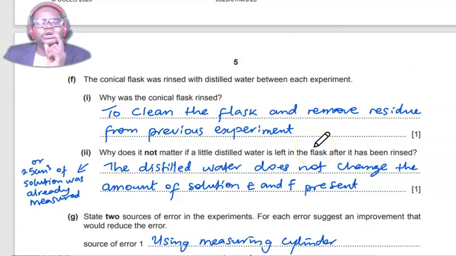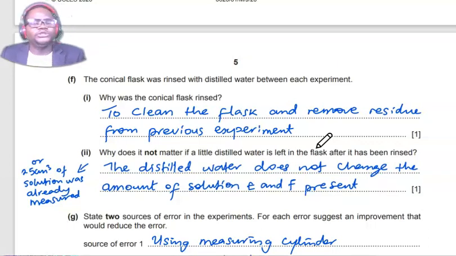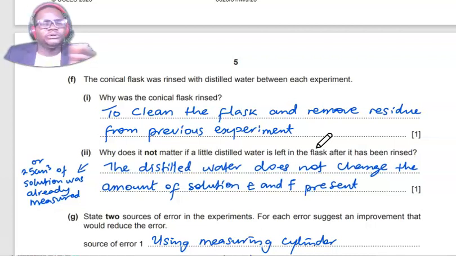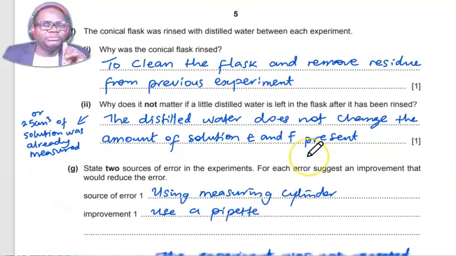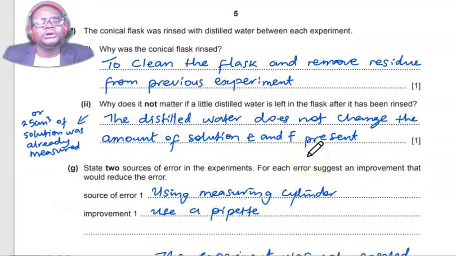Now, the conical flask was rinsed with distilled water between each experiment. Why was the conical flask rinsed? Why do you have to rinse your conical flask between experiments if you are using the same conical flask? Okay, it's basically to clean the flask and remove residue from the previous experiment. That is pretty straightforward. Why does it not matter if a little distilled water was left in the flask after it has been rinsed?